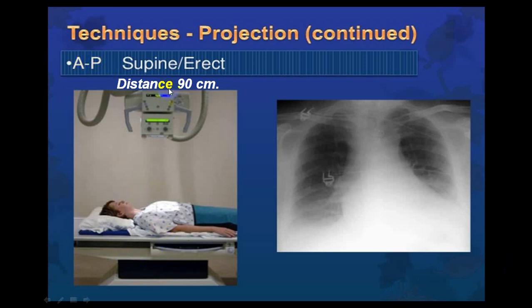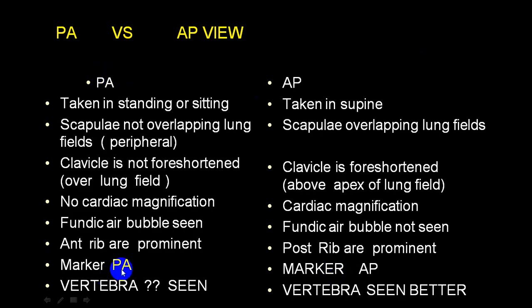The plate is here, beam is coming from here, and the distance is only 90 centimeters. And you can see this, you cannot visualize the diaphragm clearly, you cannot see the costophrenic angle, the ribs are not clearly seen. So this will be one of the drawbacks of getting a supine posture AP view. In an erect posture, it will give a little better idea. So this is the difference between an AP view and a PA view. You can go through it at your leisure time. Whatever we have discussed before, that you can see. In a PA view, all things will be better.